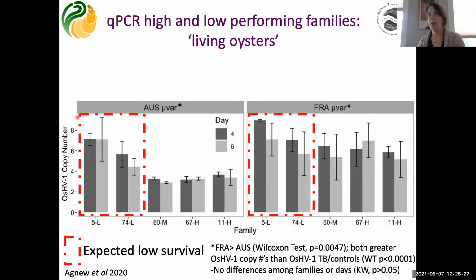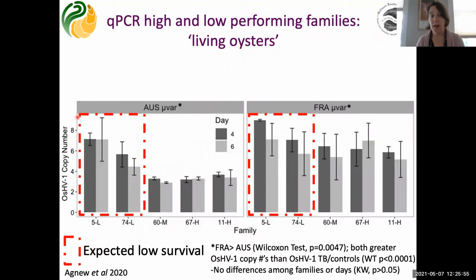What we found was the French and the Australian microvars were statistically different from each other. And again, there were greater copy numbers than the Tomales Bay or the controls, as we expected. However, interestingly, there were no differences among families or days. And these are living oysters that were collected on day 4 or 6 of the trial. And we found this interesting because these could be survivors.